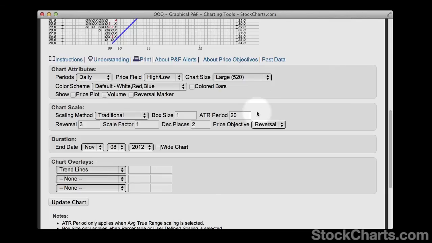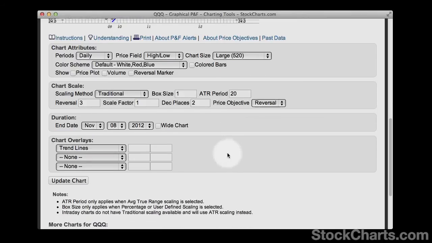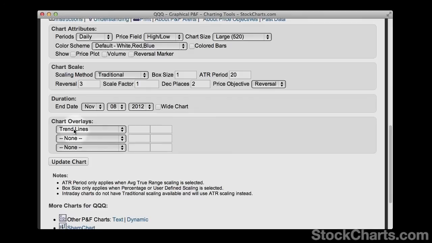Now, if we return to the point and figure workbench, we can look at the chart overlay section. Now, as a default basis, you do get the trend lines, but you can also add a simple moving average. You could add Bollinger Bands to your chart, or you could add price by volume. And let's take a look at a couple of these.